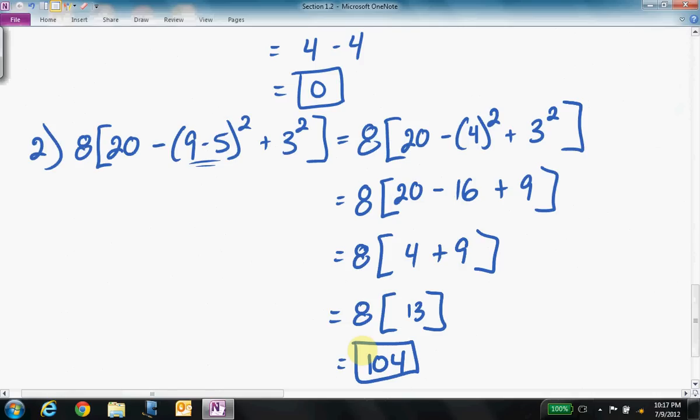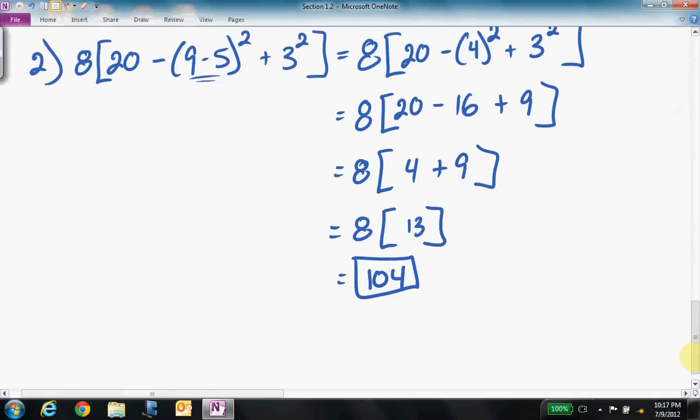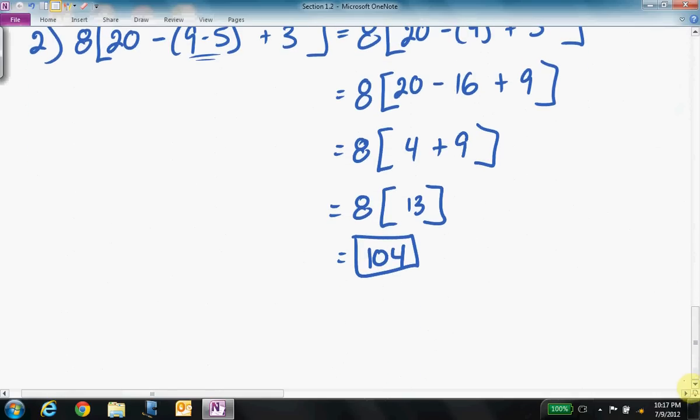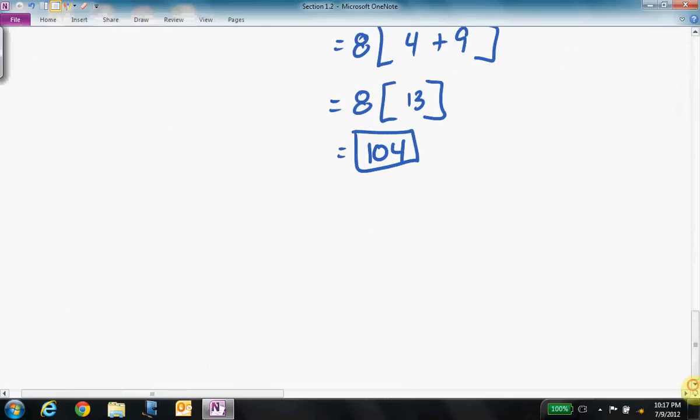So that's order of operations. If you have any questions, please note them down and ask me in class. Alright, let's go to the third topic for today's lesson, which is evaluating algebraic expressions.